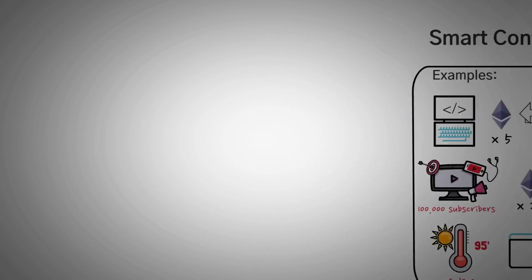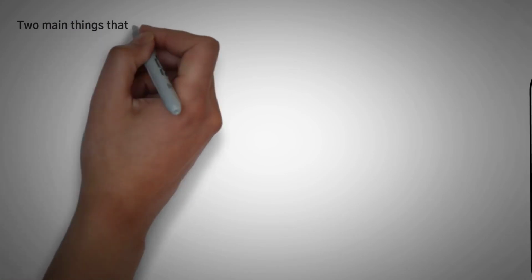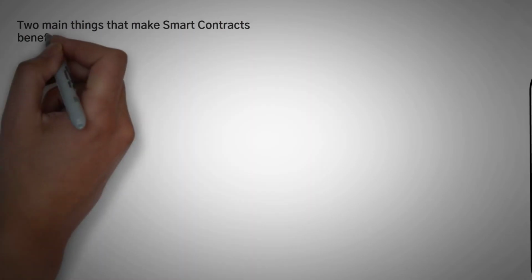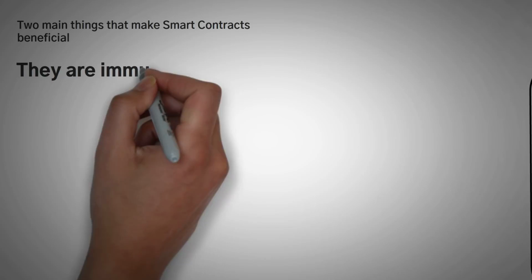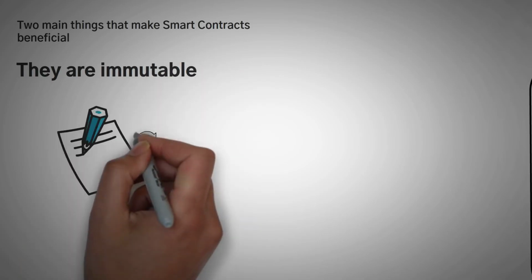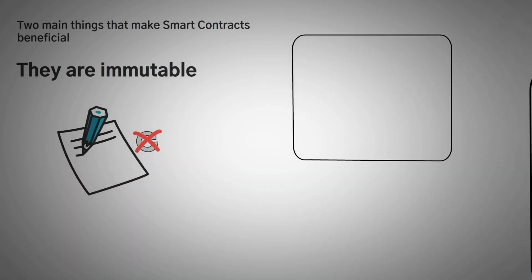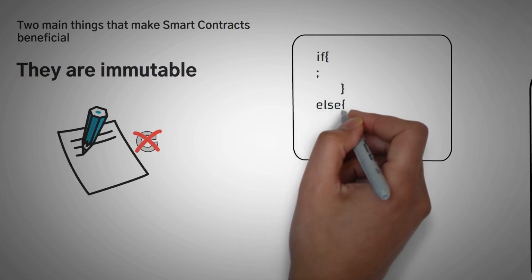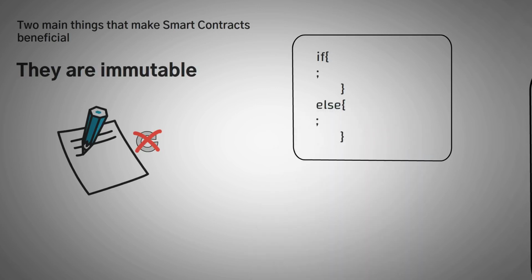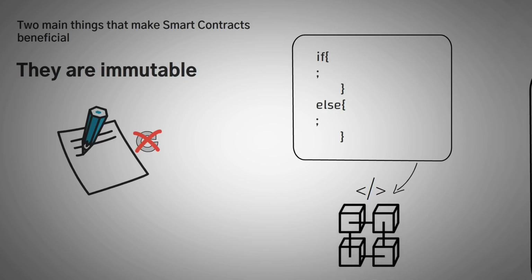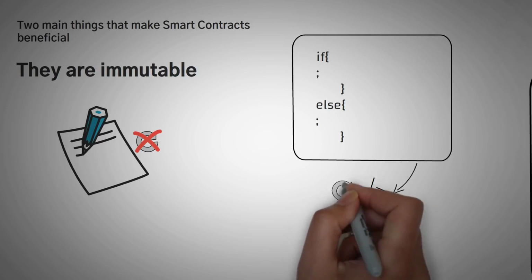But when it comes to smart contracts, there are 2 main things that you need to know that makes them beneficial to everyone. Number 1, they are immutable. This means they cannot change. So you remember how I said some people call them if this, then that? It's because most smart contracts do something when they get triggered. They are basically just code on the blockchain that gets ran. And once it's on the blockchain, it can never be changed.